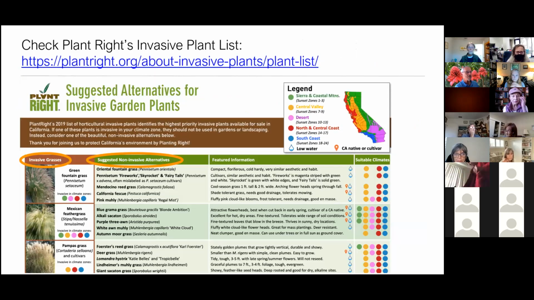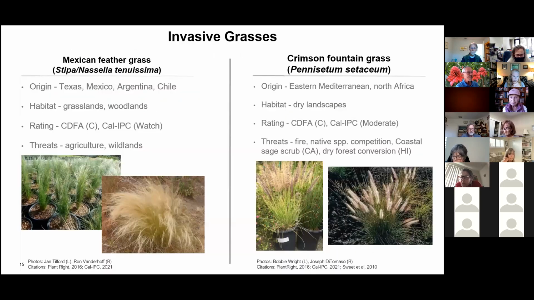Similarly, Plant Right's invasive plant list will give indication broken down by the structural layer, like invasive grasses. Here at the top left, you see green fountain grass or Pennisetum setaceum, which I mentioned earlier. But there's invasive alternatives indicated there, and nicely they indicate where those plants can grow based on the Sunset guide zones.